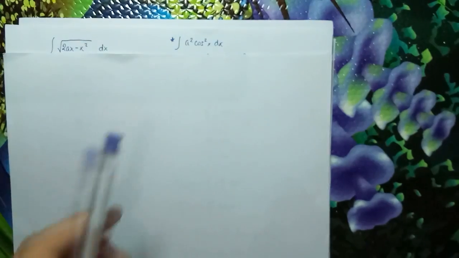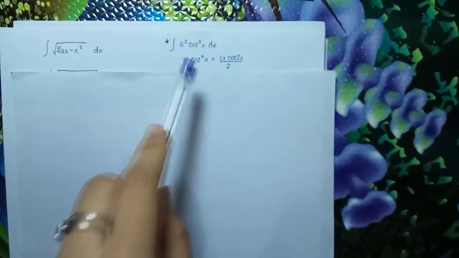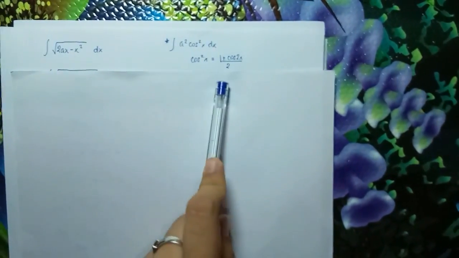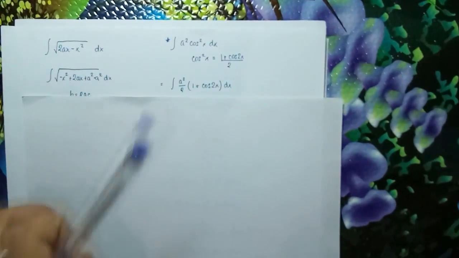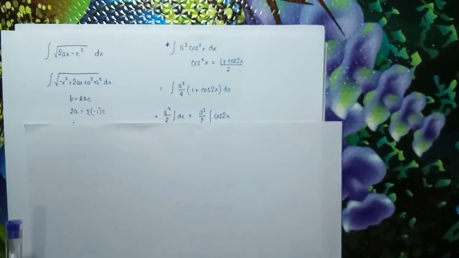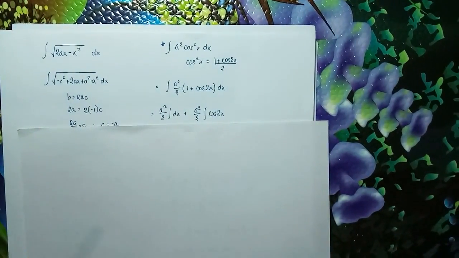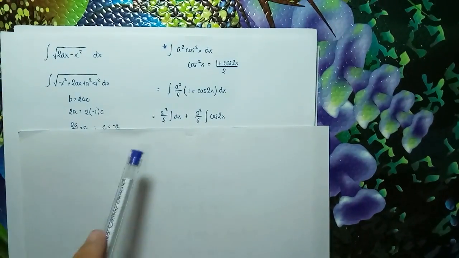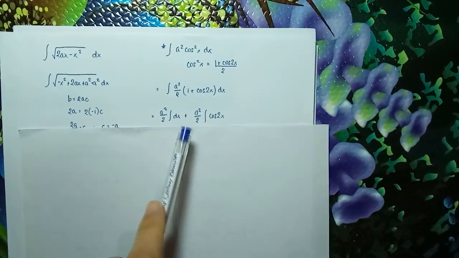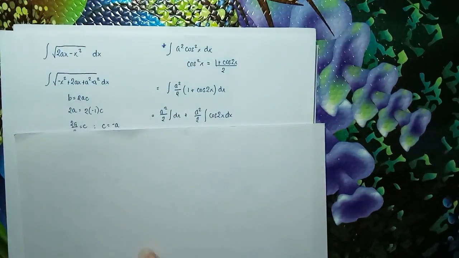Cosine squared x dx, we have an identity for it, which is equal to 1 plus cosine 2x over 2. So we plug it in. So we have the integral of a squared over 2 times 1 plus cosine 2x dx. We separate these two terms. We distribute the a squared over 2 and the dx. So we have a squared over 2 times the integral of dx plus a squared over 2 times the integral of cosine 2x dx.